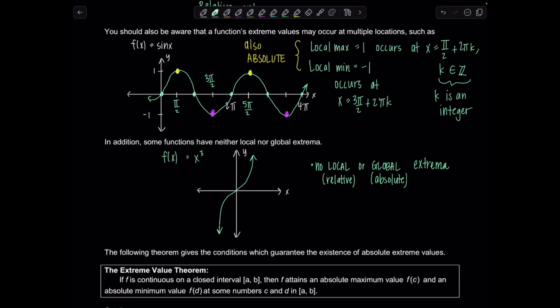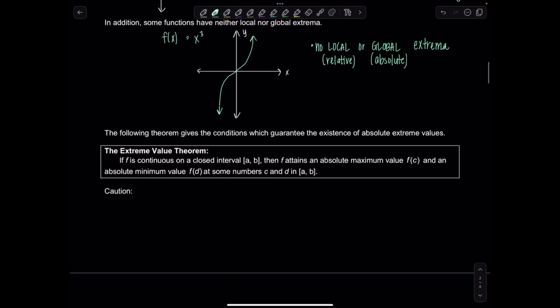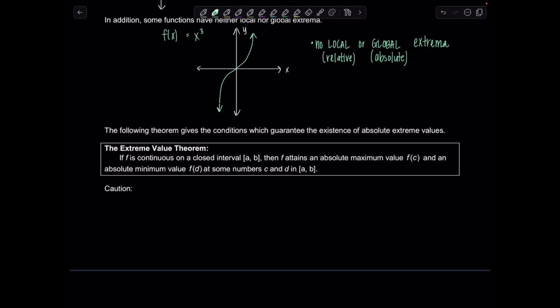Okay, so this is interesting because how do we know, or how can we be guaranteed that a function is going to have absolute extreme values? Well, you are in luck. We have the extreme value theorem. Here we go. If f is continuous on a closed interval from a to b, then f attains an absolute max value f of c and an absolute min value f of d at some numbers c and d in the interval from a to b. Bam, you get both an absolute min and an absolute max from the extreme value theorem.